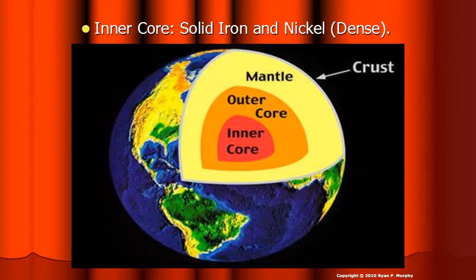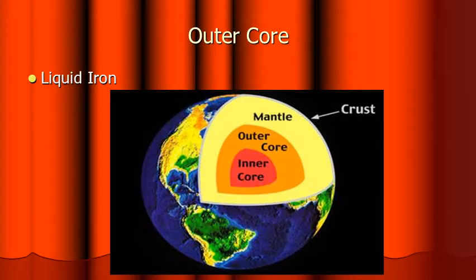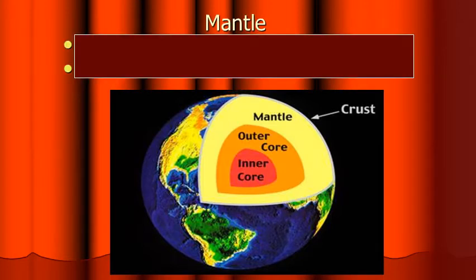The inner core is solid iron and nickel, and that's kind of an interesting thing. It's hot enough to melt that stuff, but because there's so much pressure on it, it keeps it as a solid. So the center of the Earth is really a solid iron ball. Now, as we move out, the outer part of the core is going to be liquid iron. It doesn't have quite enough pressure on it to keep it solid, so it actually melts and becomes liquid.